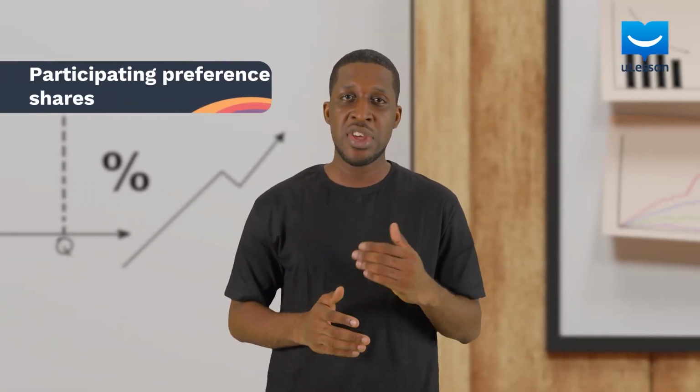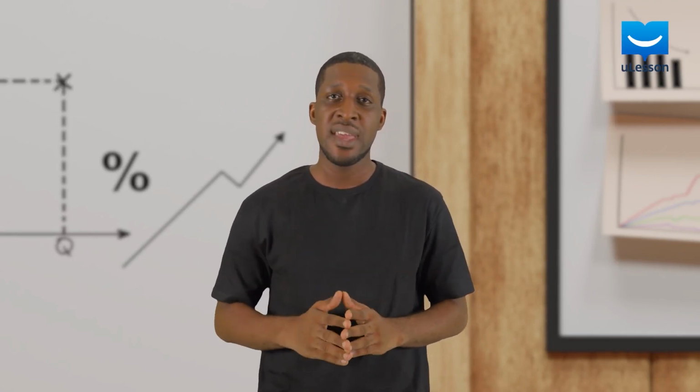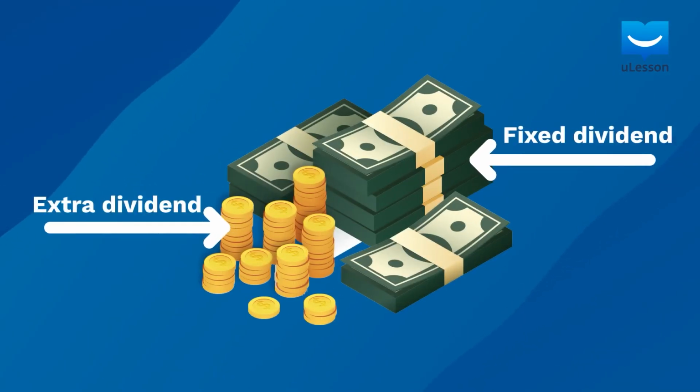Participating preference shares pay shareholders a fixed rate of dividend. It also lets them receive further dividends after all other shareholders have been paid.